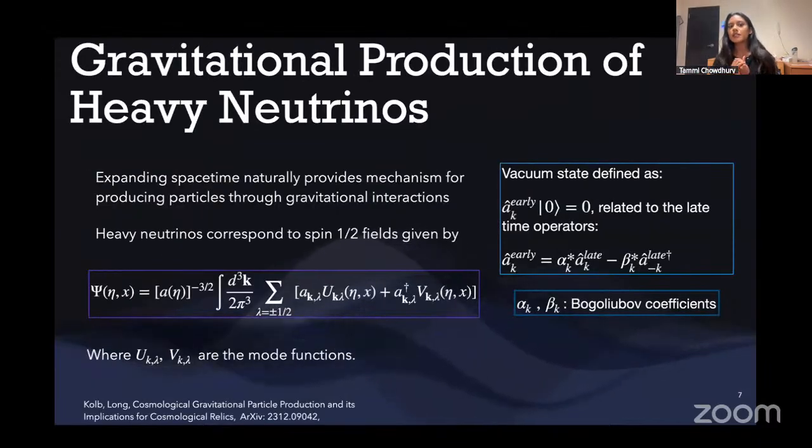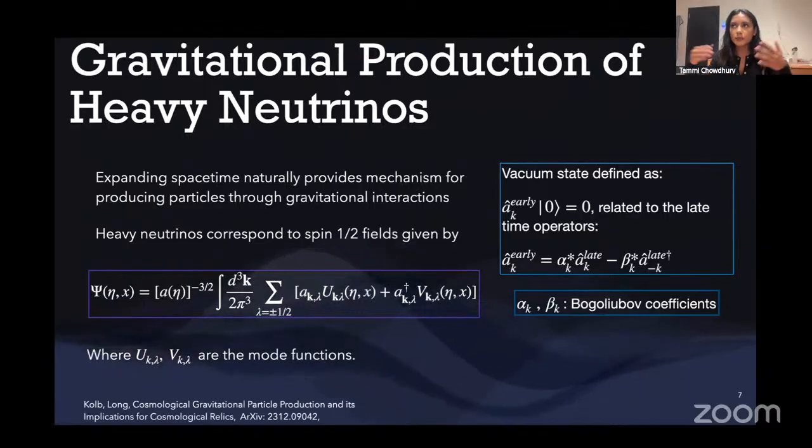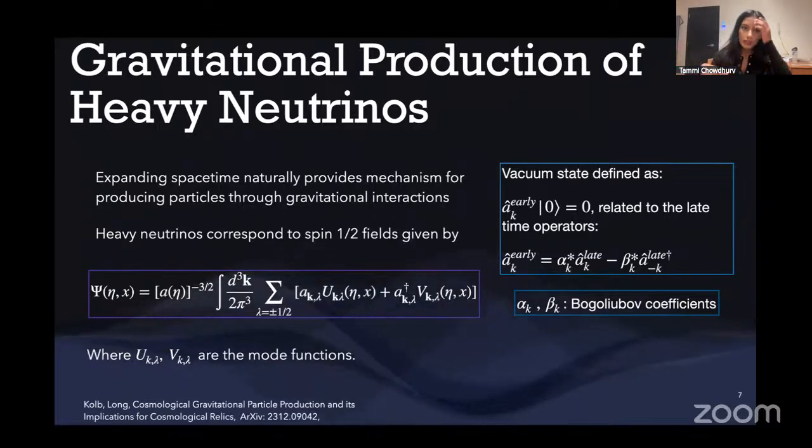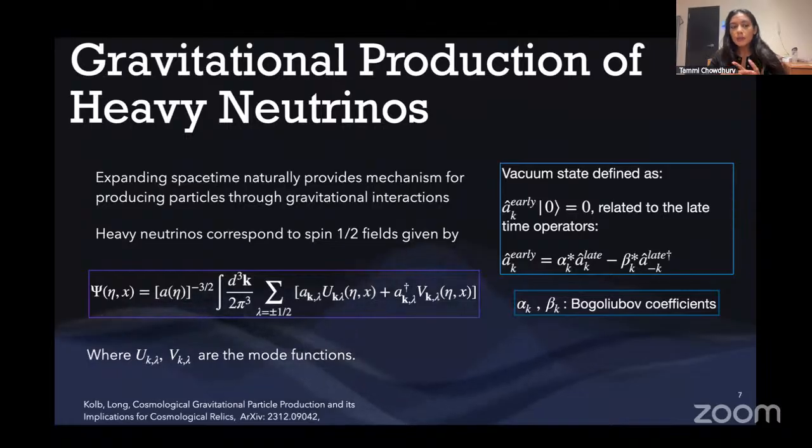And so as I mentioned, for the non-thermal leptogenesis, we need to produce these new right-handed neutrinos in some way that's not from the thermal plasma. And so this is when gravitational particle production comes in handy. A natural outcome of expanding space-time is the production of particles purely through gravitational interactions. And this is a neat feature of curved space-time.